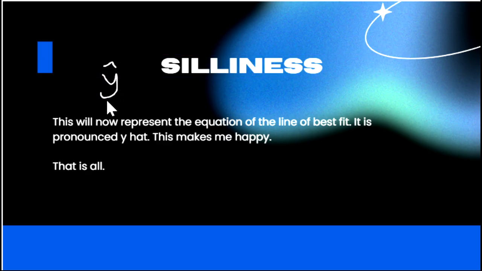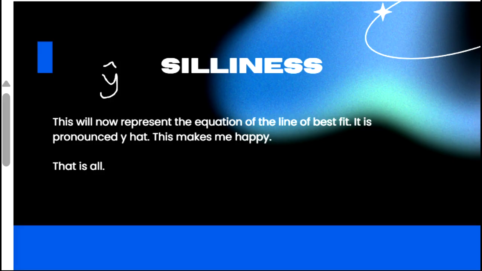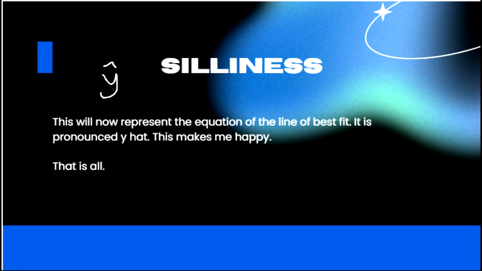And we get to start with some silliness. This right here is a whole big part of our lesson, and it will now represent the equation of the line of best fit. It is pronounced y hat. Yes, y hat. That's like the official real math term, not just something I made up, which makes me so happy. Okay, that's all. We can move on now.